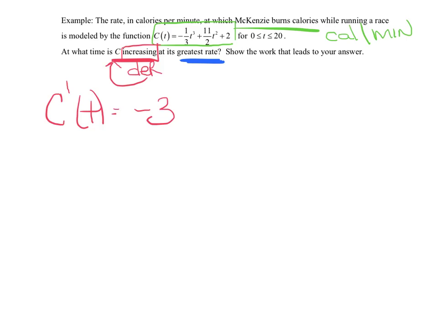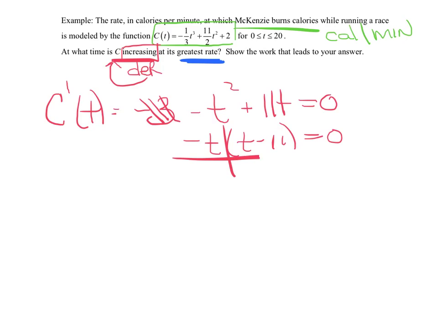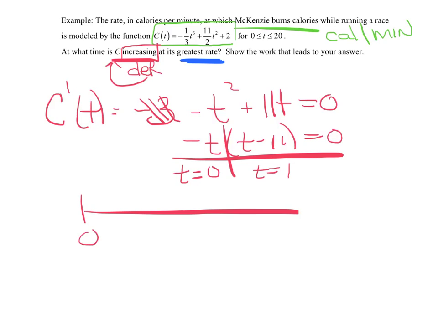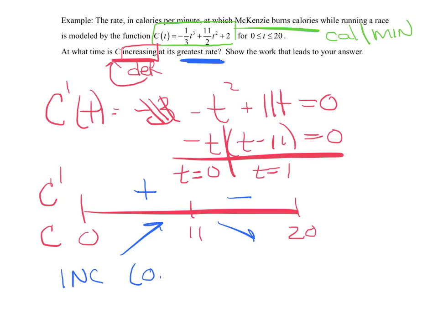And we can do that real quickly. C prime is negative t squared plus 11t. Set that equal to 0. I can pull out a negative t, and I've got t minus 11. So t equals 0, and t equals 11. Quick sign chart, obviously from 0 to 20, they told us. I've got t equals 11. C prime describing C. If I plug in a 2, I should get a positive, and if I plug in a 12, I should get a negative. That means that C is increasing on the interval 0 to 11.